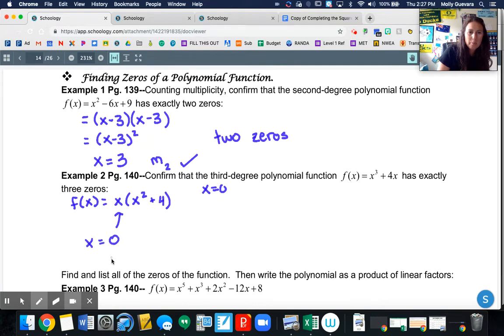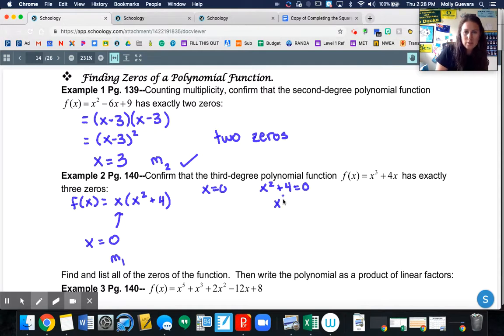And the multiplicity there is, what's the exponent on my x? Well, it's a 1, right? So my multiplicity is 1. Okay. So there's 1 zero. Now this one, I have to set this equal to 0 and solve. Most of the time we can do that in our head. Like here, I set it equal to 0 and solve, but I knew it was 3.